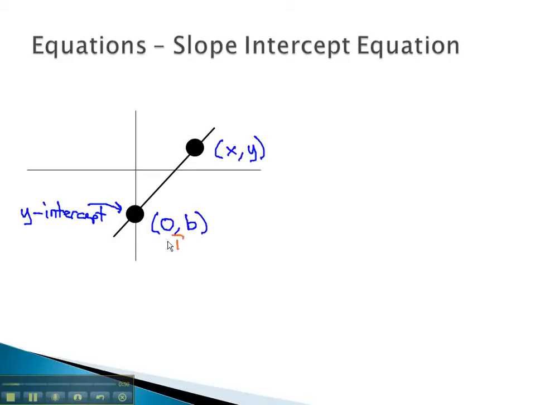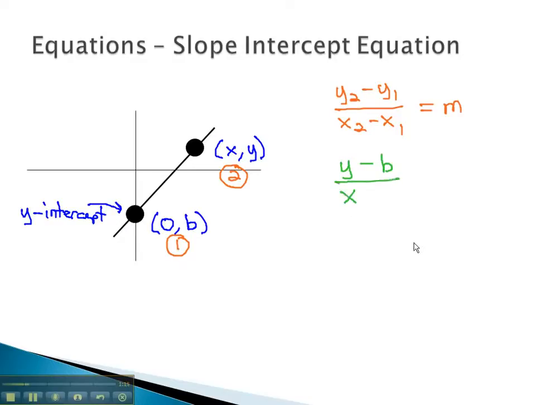Let's call the 0, b, or the y-intercept, the first point, and the x, y the second point. We know that y2 minus y1 over x2 minus x1 equals the slope. By plugging these values in, y2 is just y, minus y1 is b, or the y-intercept, over x2, which is just x, minus x1, which is 0, equals m, or the slope. Notice in the denominator, x minus 0 is the same as just saying x.